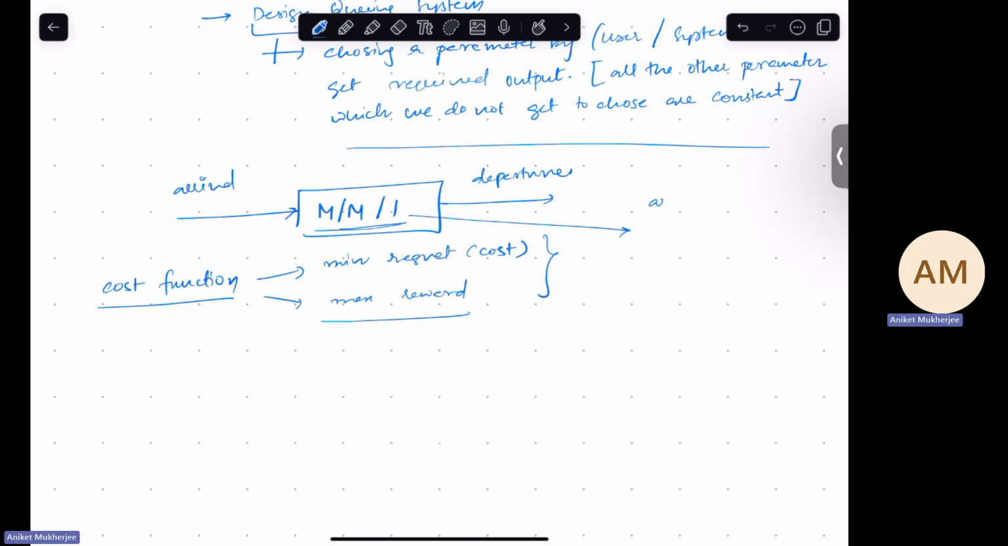MM1Q means that the arrivals follow a Poisson distribution with parameter lambda, right? And the service also follows a Poisson distribution. Or what you can say is the service times are exponentially distributed.